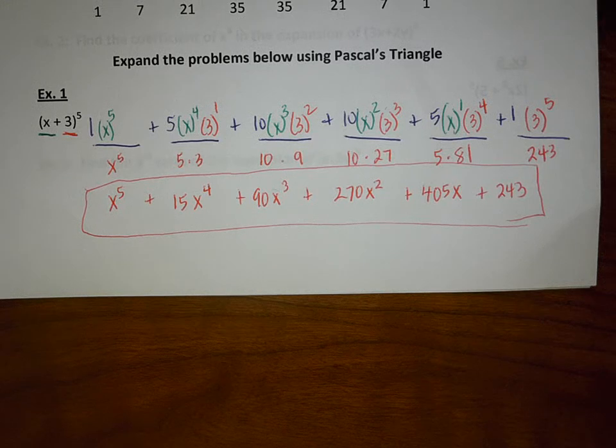But imagine if you had to multiply out 2 and then 3 and then 4 and then 5. It would take you a really long time.